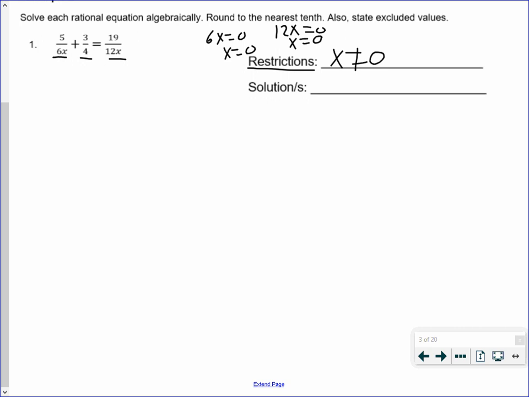So once we've done that, we're going to figure out our LCD. All right? So to figure out our LCD, we're going to figure it out for all 3 denominators, 6x, 4, and 12x. So first thing we're going to do is get the prime factorization of the constant terms. So 3 times 2 times x plus 3 all over 2 squared equals 19 all over 3 times 2 squared times x. Okay? So that's the completely factored out version with the prime factorization.